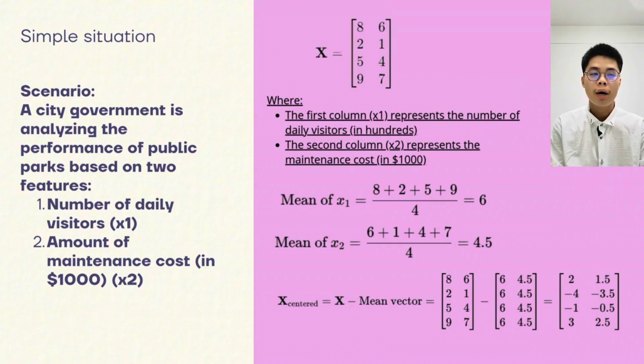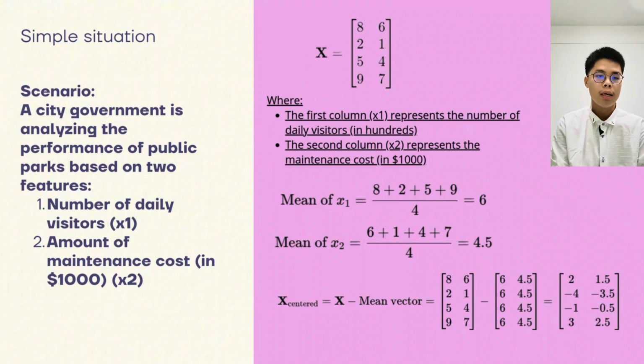So, as my friend has explained the steps to find PCA, the first step is we need to find the mean of each column. So we need to find the mean for the first column. To find the mean, we just need to add all the data and divide by the amount of data. From the first column, we have data that represent the number of daily visitors. The first day is 8 visitors, while the second day is 2, then 5, and 9. So we just need to add all of them and divide by 4, and we get 6.